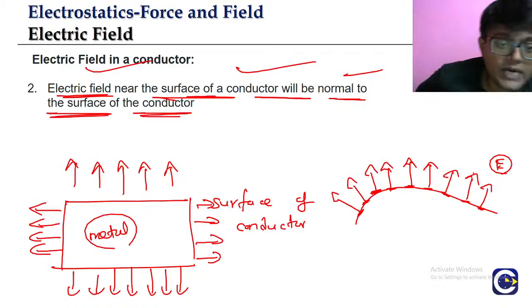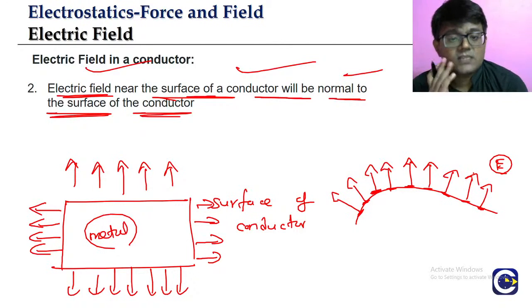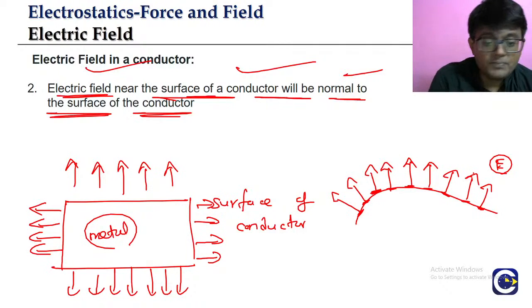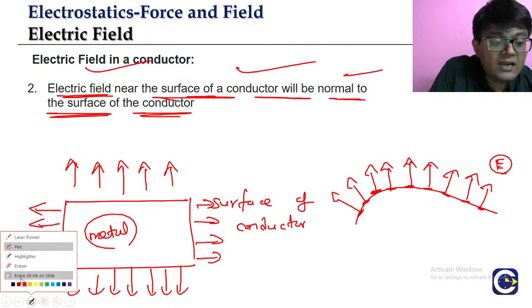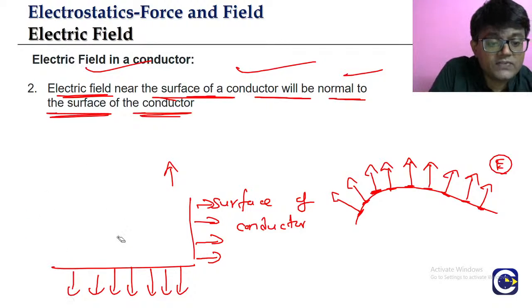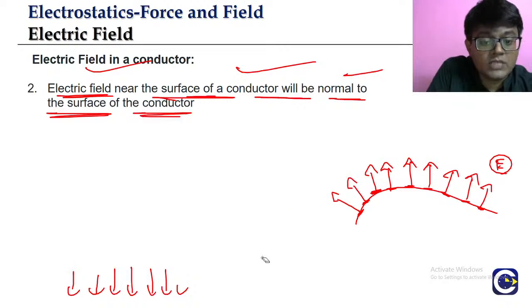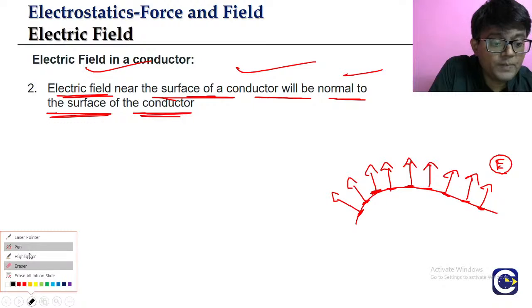Why should the electric field always be normal to the surface of the conductor? Do you know why? I will just give you the argument in the other direction. Suppose the electric field has a component parallel to the surface. What did we say? We said the electric field near the surface of the conductor should be only normal to the conductor surface. But how do we prove it by counter-argument?